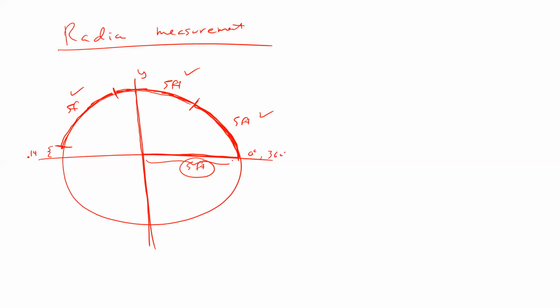Three of them, right? So technically, how many radii does it take, 3.14, to go all the way around the unit circle? The circumference is... what's the equation for circumference?